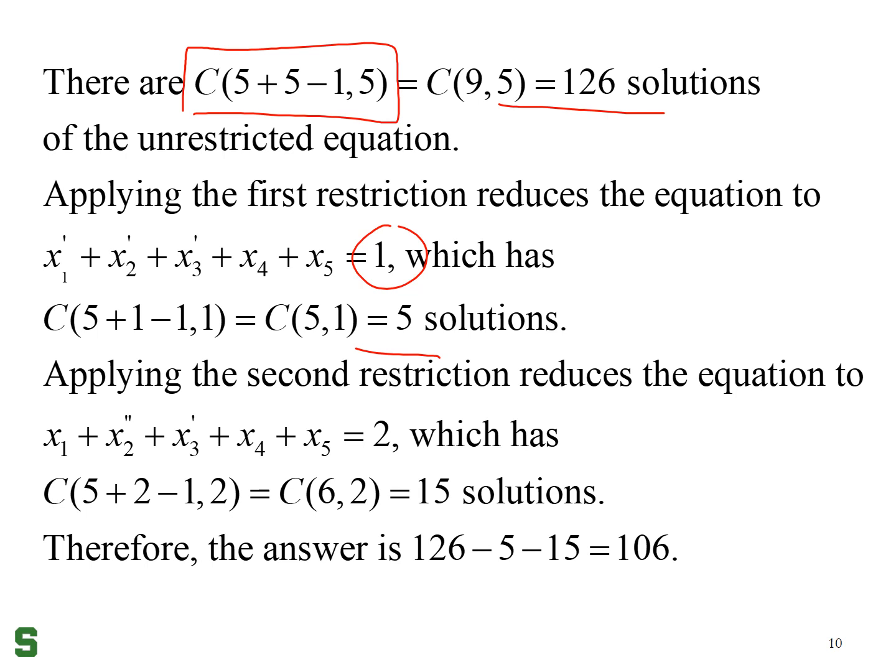And there are 15 solutions of the second type, where we have 2 balls in the second bucket extra that we have put. And finally, the total answer that we'll get are everything except those 5 and 15, and that is 106 different solutions.